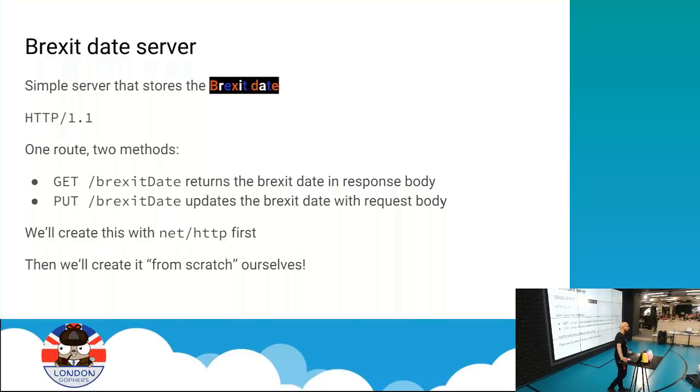We have one route and two methods. That one route is the Brexit date route, and we can either get the Brexit date, and we'll get that Brexit date in the response body, or we can update the Brexit date, and we can actually change what it is, and we can do that using a put request. We're going to first implement this using NetHTTP, which is kind of the de facto package about making HTTP servers in Golang. Super powerful. I'm going to show you how easy it is. And then after that, we're going to make it from scratch ourselves.